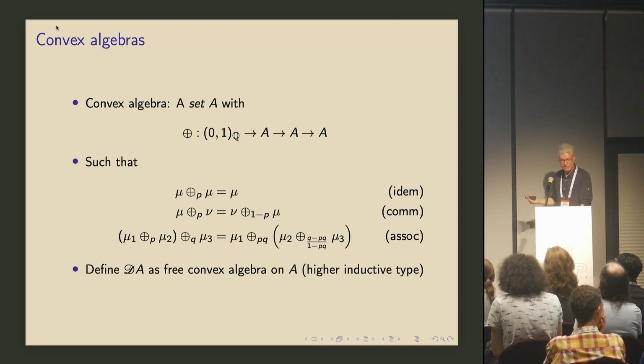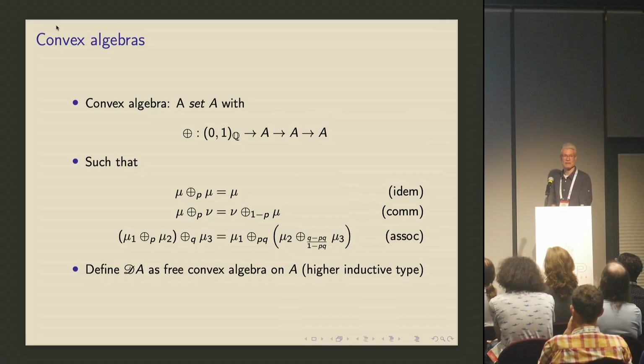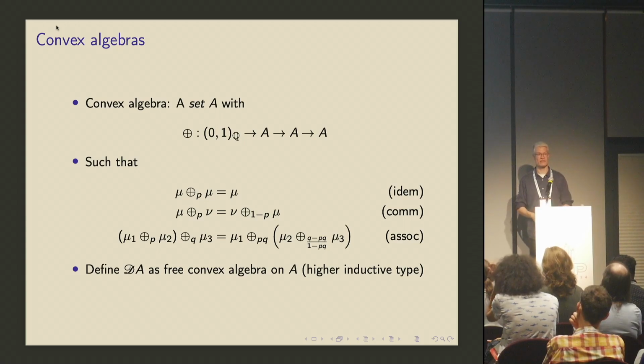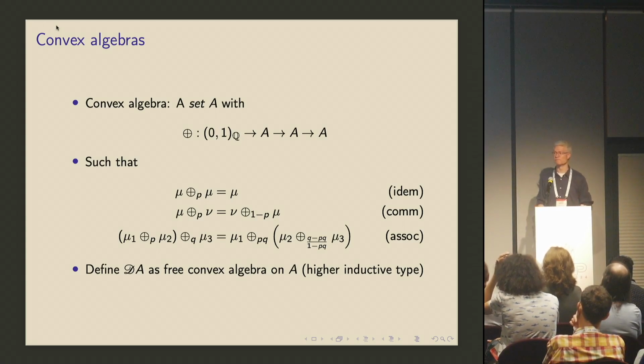But it's a standard theorem in classical mathematics, or you can easily prove, that the distribution monad that I showed you before is the free convex algebra on a set. Okay, that's not true here in the setting of type theory that I'm in, but I'll just take this one as my definition. And the way that I can encode it, because I'm an extension of cubical type theory, is as a higher inductive type, and so that's what I do.